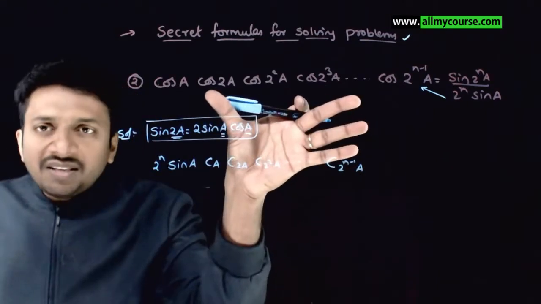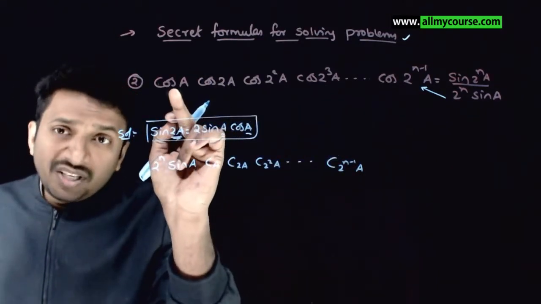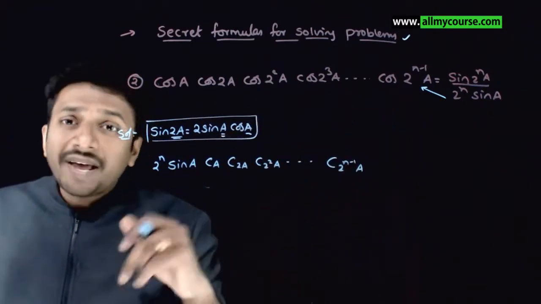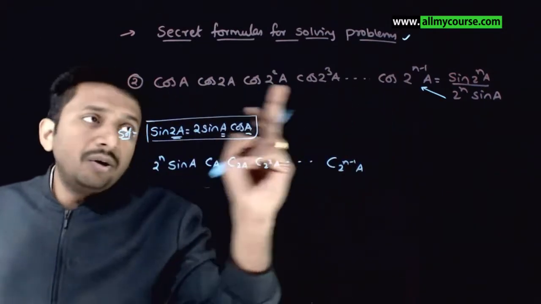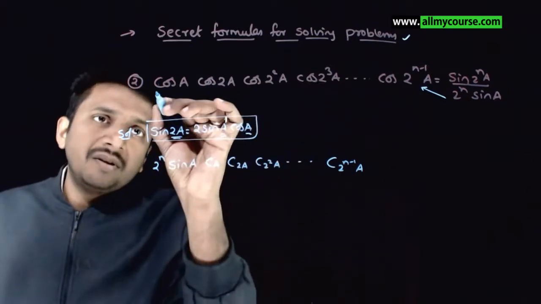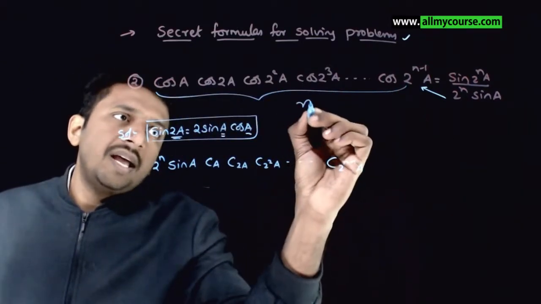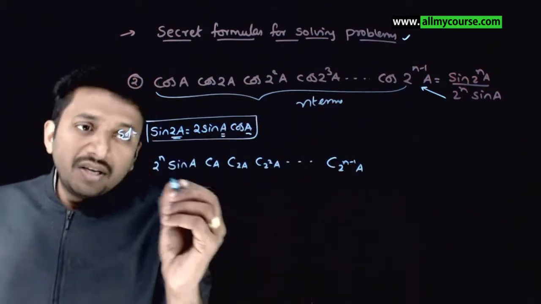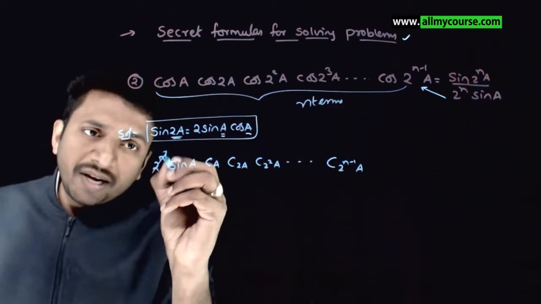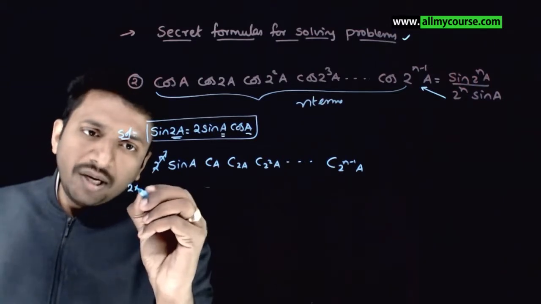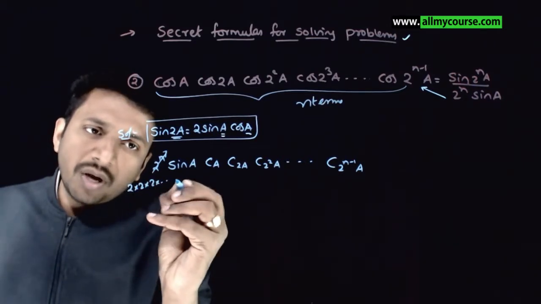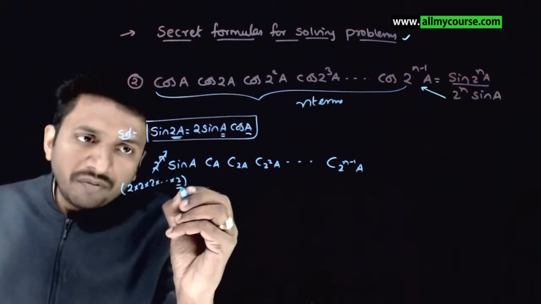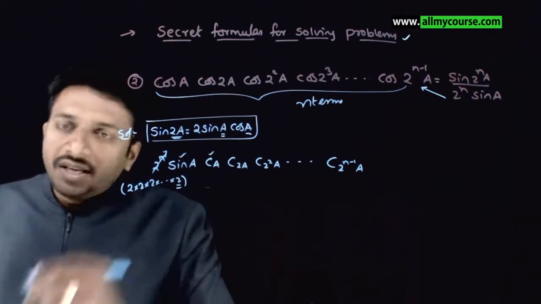So how many terms are there here? From cos 2 power 0 times A, 2 power 1 times A, 2 power 2 times A, so on up to 2 power n minus 1 times A. From 0 to n minus 1, you have n terms. So this constitutes n terms. Now 2 power n contains n 2's, 2 into 2 into 2 and so on up to n times. Now you take one of these twos with sine A and cos A.